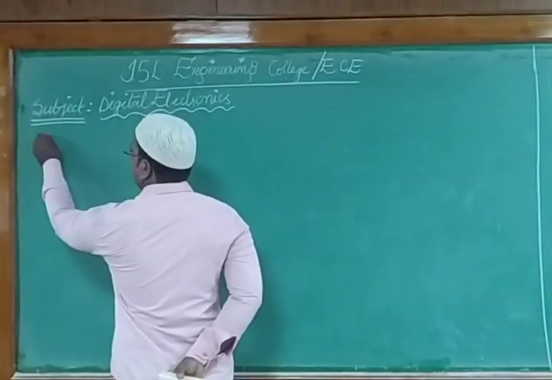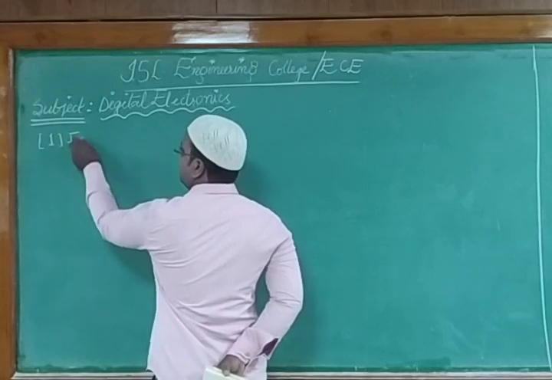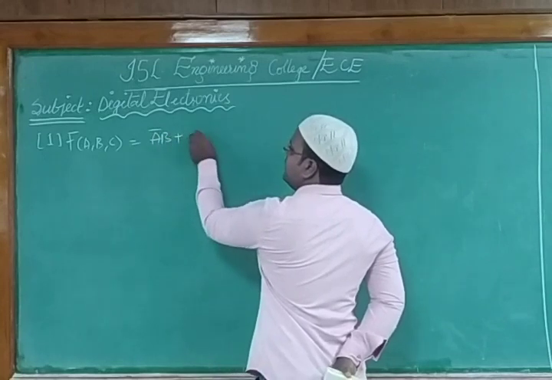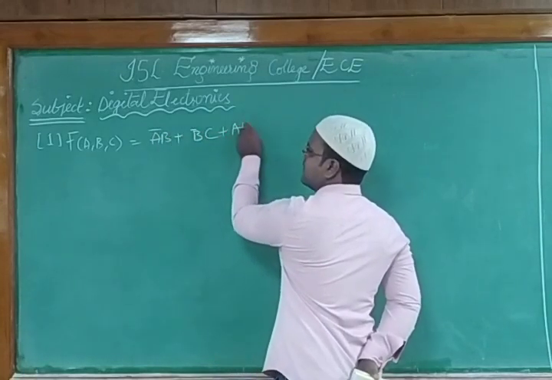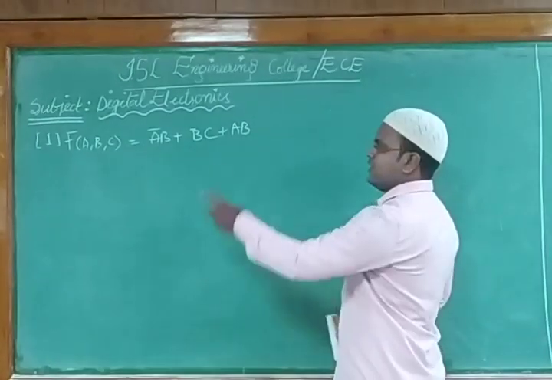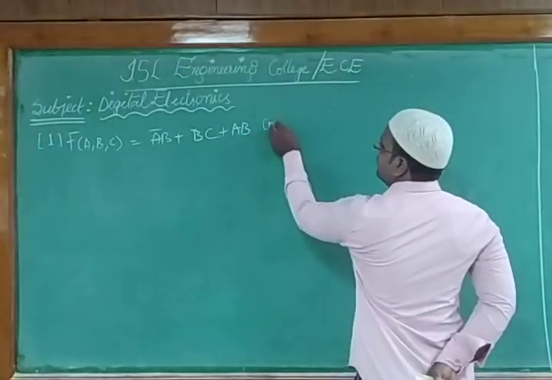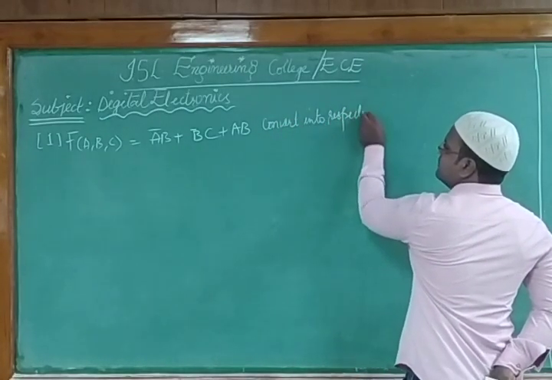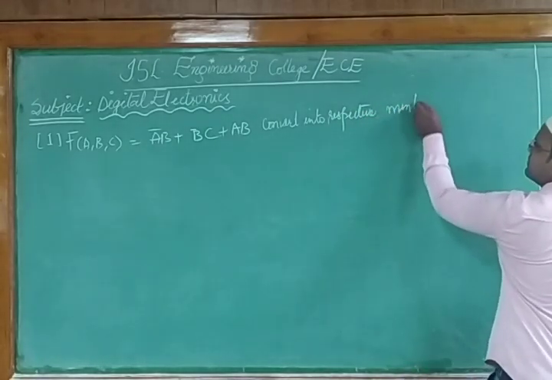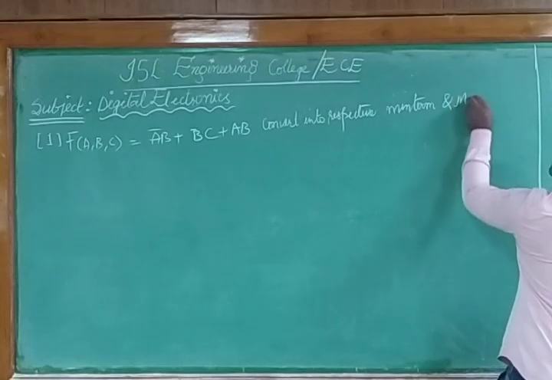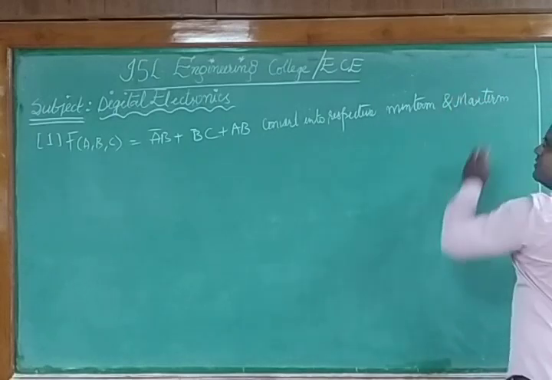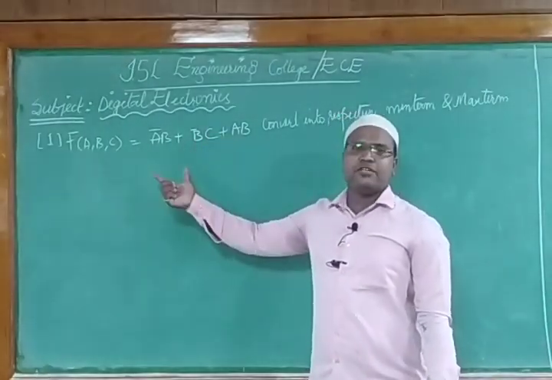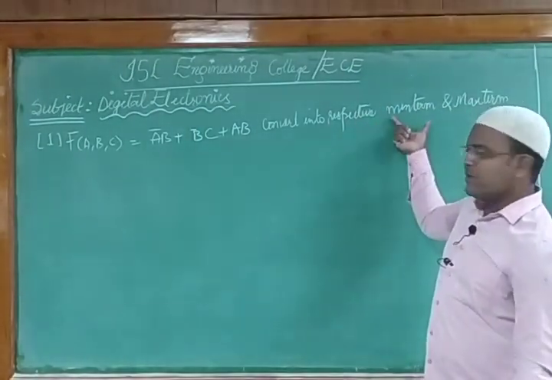The first problem I'm taking is a Boolean function f(a, b, c) = a complement b plus b complement c plus ab. That's my question. The question is to take this Boolean function and convert it into the respective min term and max term. The question does not mention the complete literals. So first we need to take this Boolean expression and convert it into min term and max term.